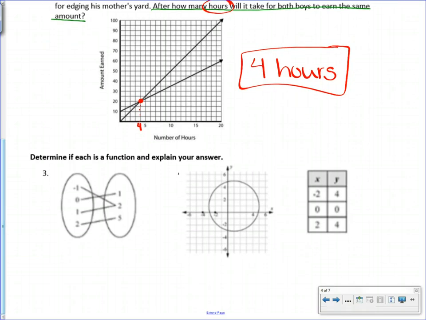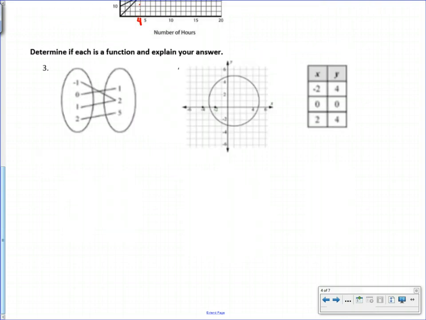Numbers 3, 4, and 5. Determine if each is a function and explain your answer. So for a mapping diagram, remember your x's are on the left and your y's are on the right. To tell if it's a function, you're going to look at your x values. And if it's a function, each of your x's will be used one time. So here, -1 has 1 arrow, so that's used once. 0 has 1 arrow, so that's used once. 1 has 1 arrow, that's used once. And 2 has 1 arrow, so that is also used once. Because each of our x values is used once, this is a function.